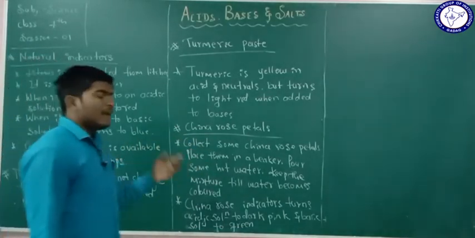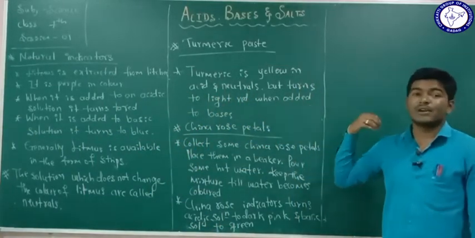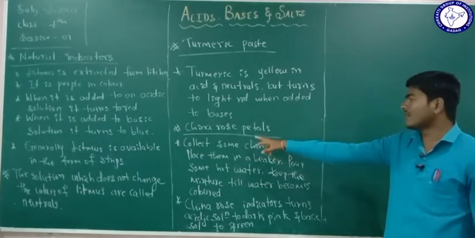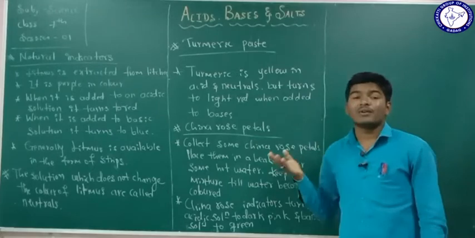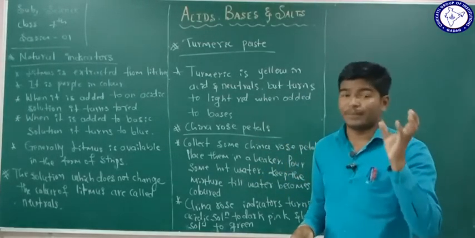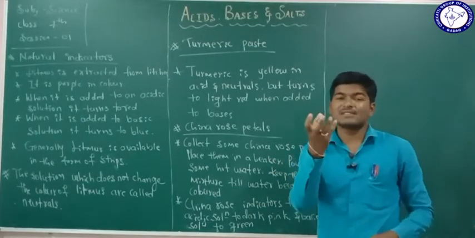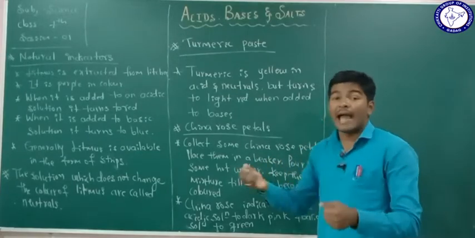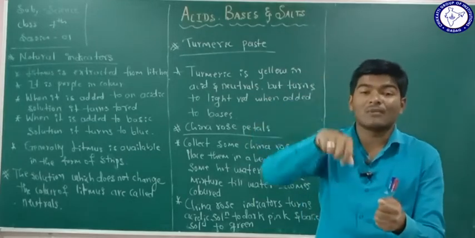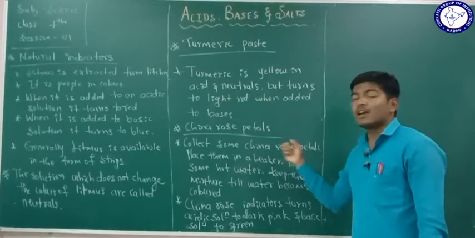Next, another natural indicator which we are going to use to check whether a given substance is acidic or basic is nothing but China rose petals. How are we going to make the China rose petal indicator? Collect some China rose petals and put them into a beaker. Then pour some hot, boiled water into that beaker containing the China rose petals.